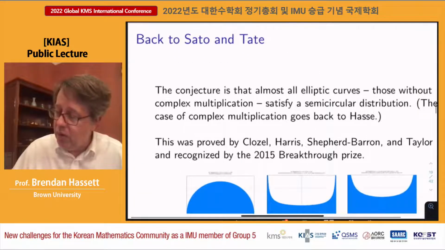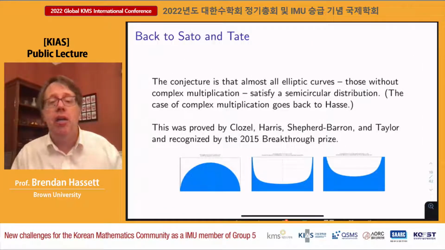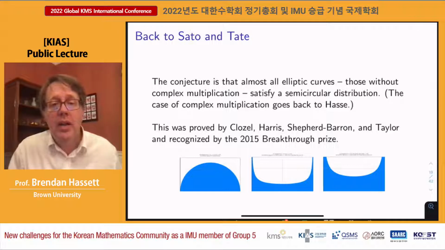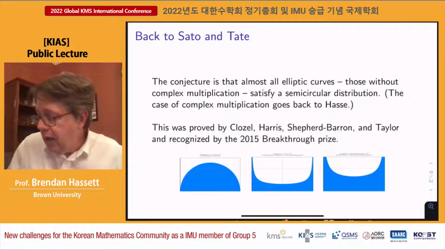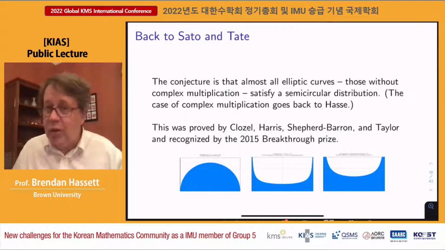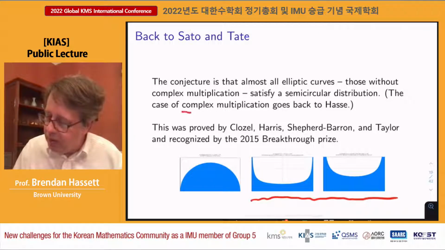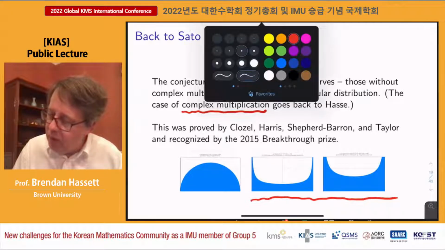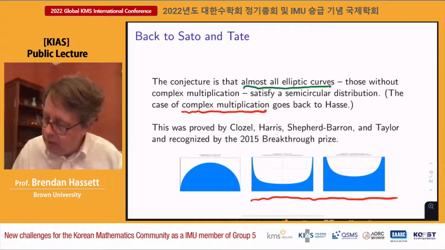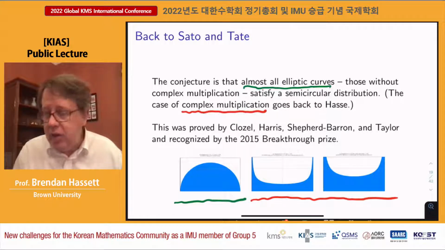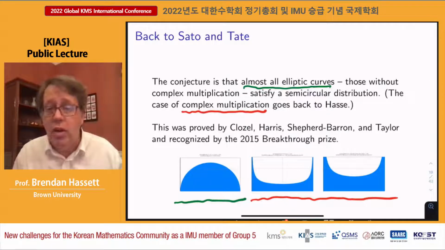And so I want to go to Sato-Tate again. As I mentioned, the conjecture is that almost all elliptic curves satisfy the semicircular distribution. It turns out that the case of the remaining elliptic curves was already done before by Hasse, and these two cases here on the right-hand side, these distinct cases, correspond to complex multiplication. But the behavior of almost all elliptic curves is represented in this picture here. And so this data-driven observation that was found by Sato and his co-workers in 1963 led to an important theorem in 2015.